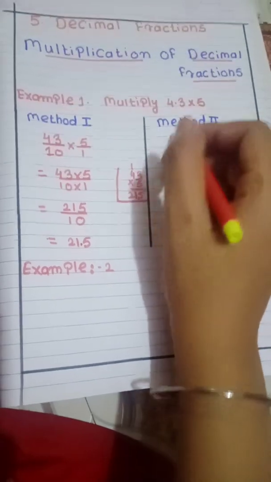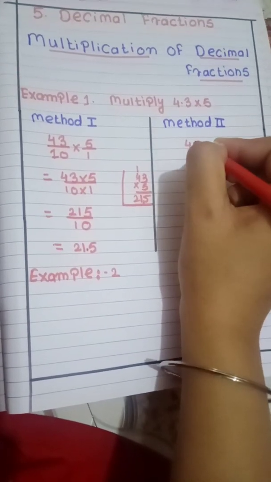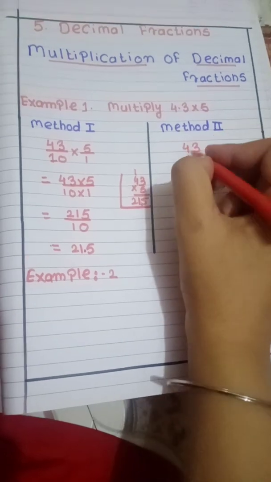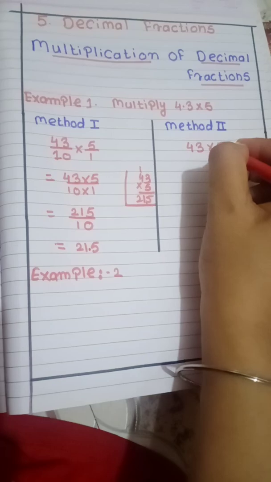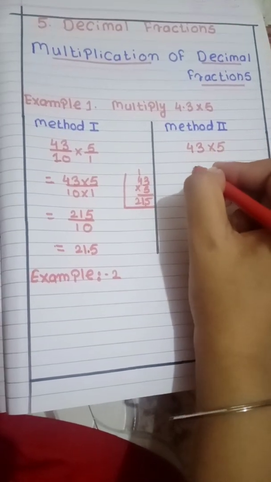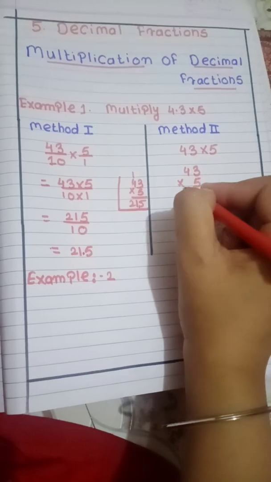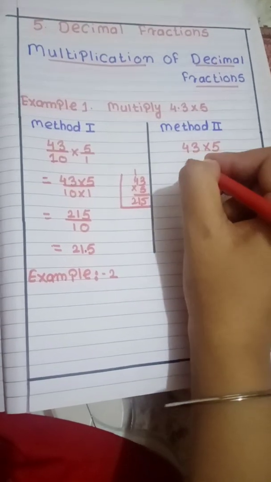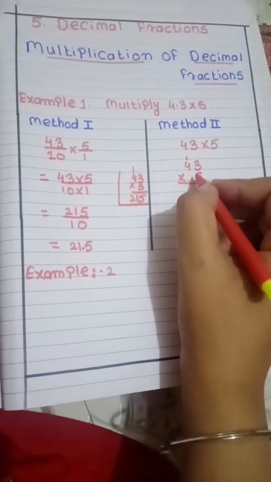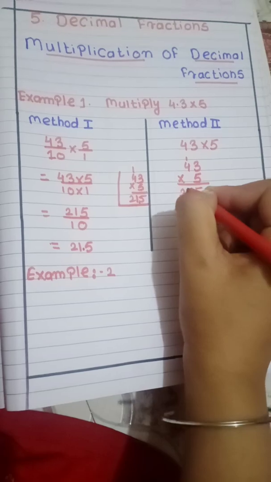In method 2 you can write the number by removing the decimal point and multiply it. How I'll do it? 43 multiply by 5. Simple multiplication. 5 3s are 15, 5 carry 1, 5 4s are 20, 20 plus 1, 21.